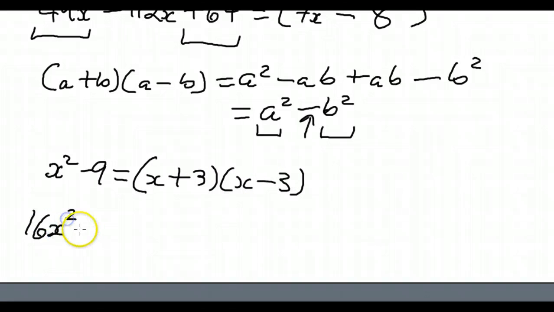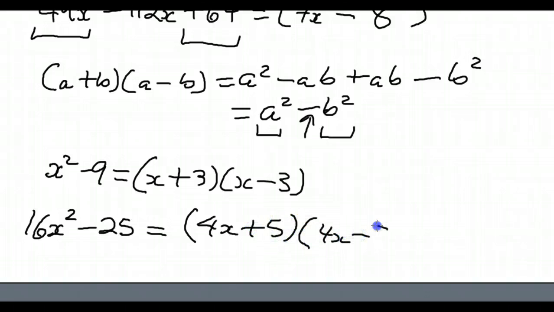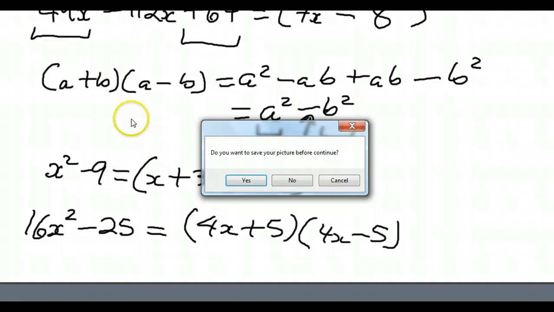How about 16x squared minus 25? Difference of squares, again, how do you recognize it? Two terms, both have square roots, must be a minus sign. If that's a plus, there is no factorization. How do you factor it? Square root of the first plus the square root of the second, square root of the first minus the square root of the second. Okay, let's try a few more.